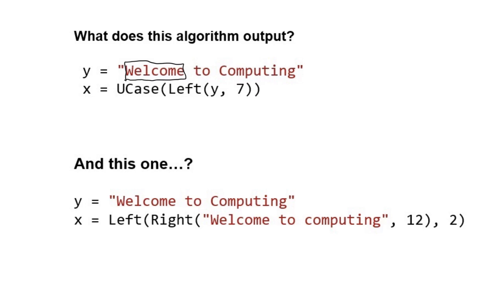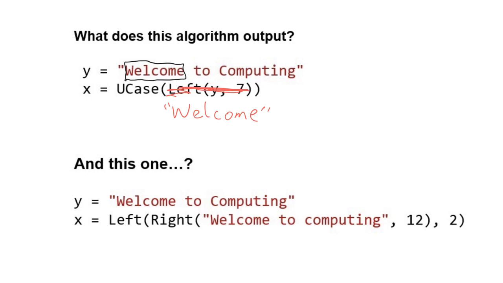Now this gets returned here, so this whole section here gets crossed out and gets replaced with what was returned, which was the text welcome. We then move to the outer function, and the outer function uppercases whatever's in brackets, which was the returned value from the left function. And then that gets assigned to x. So what ends up in x is the word welcome, but all in uppercase.